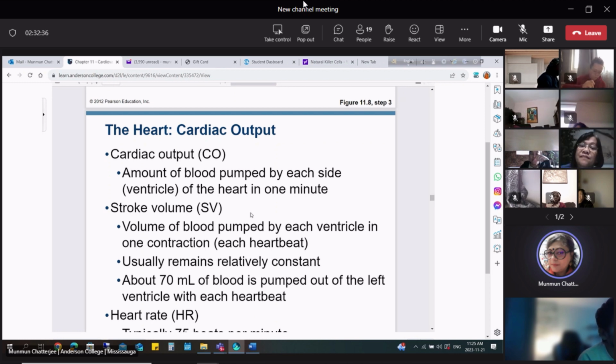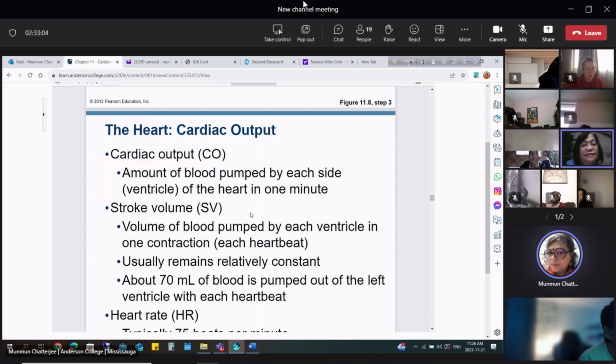70 ml is the stroke volume and the heart is beating 80 beats per minute. So in 1 minute, how much volume? Each beat is sending 70 ml of blood out. So in 1 minute it is going to send 70 times 80 beats, so 5,600 ml of blood.